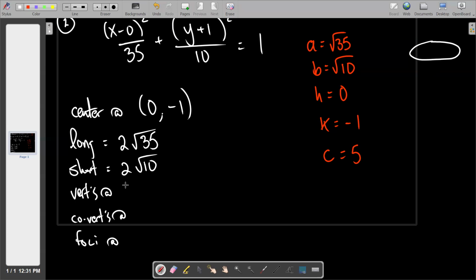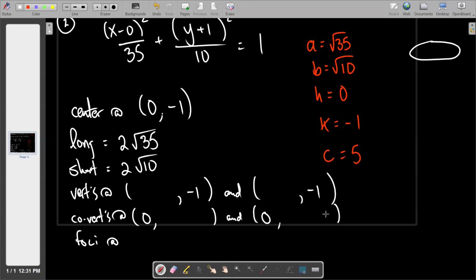I can say blank, -1 and blank, -1, since we're going sideways. If you were feeling ambitious, you could even do your co-vertices while you're at it. For your co-vertices, you could do 0, blank and 0, blank. Knowing who stays the same is pretty important.